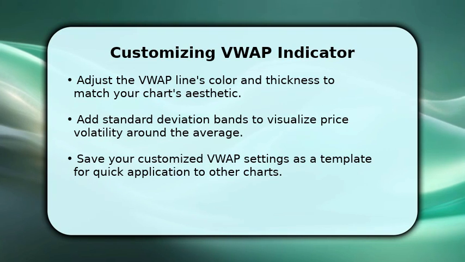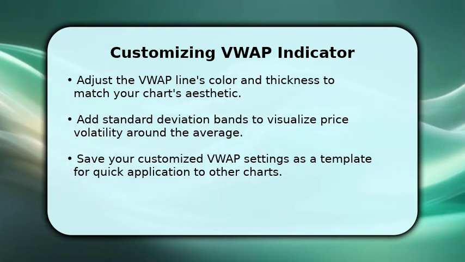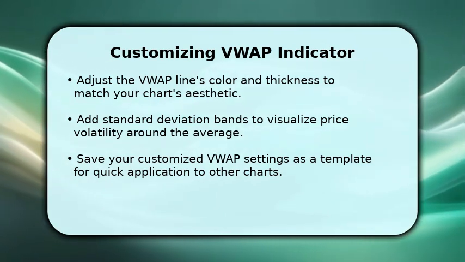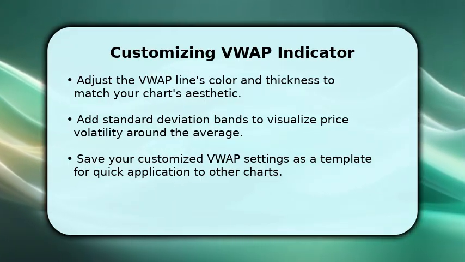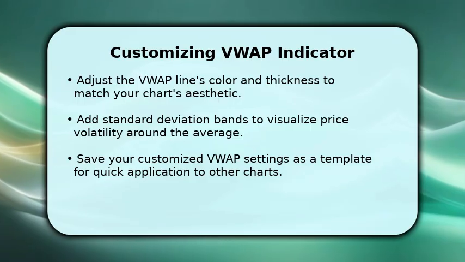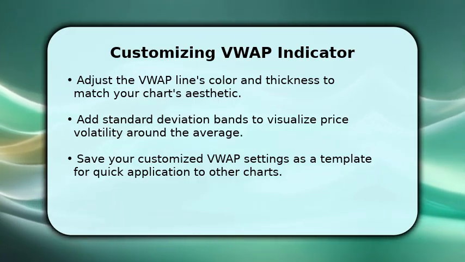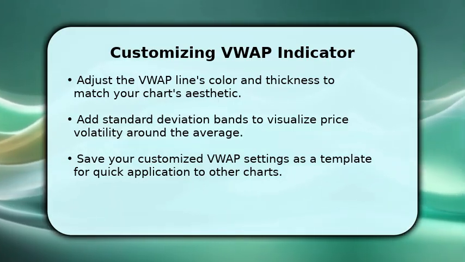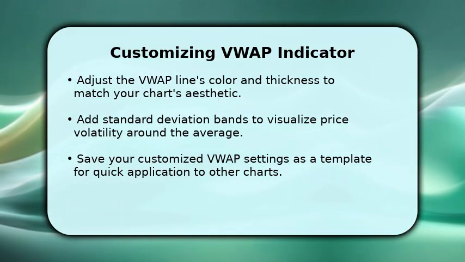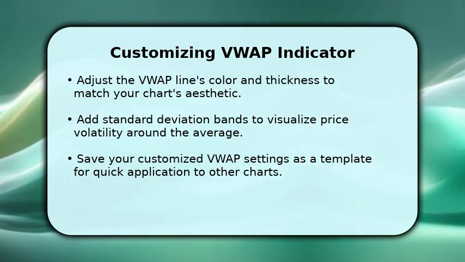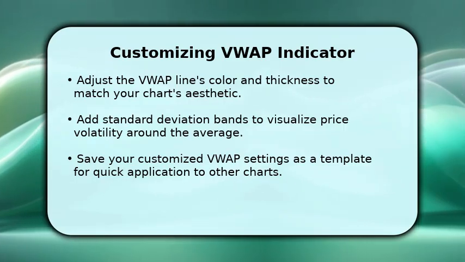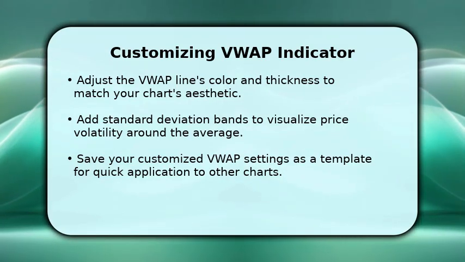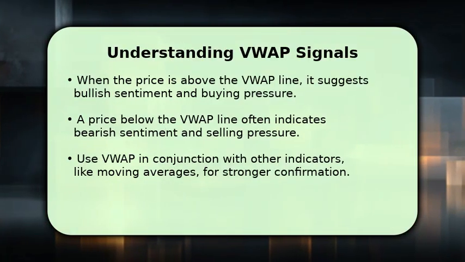Once VWAP is on your chart, you can customize its appearance and settings. Double-click the VWAP line or click the gear icon next to its name to open the settings. Here, you can change the line's color, thickness, and even add standard deviation bands to visualize price extremes. Experiment with these options to create a setup that best suits your trading style and helps you interpret market movements more clearly. Interpreting VWAP is straightforward.